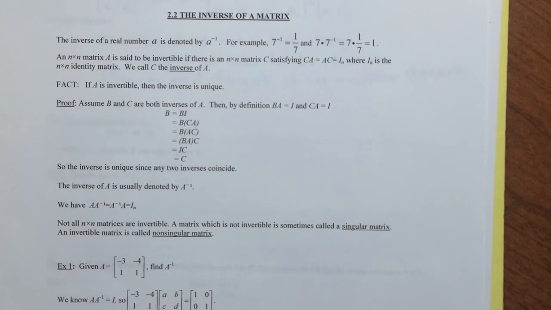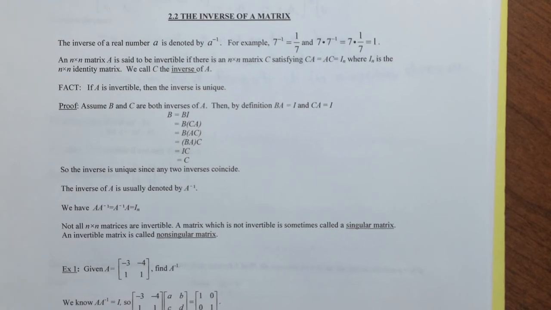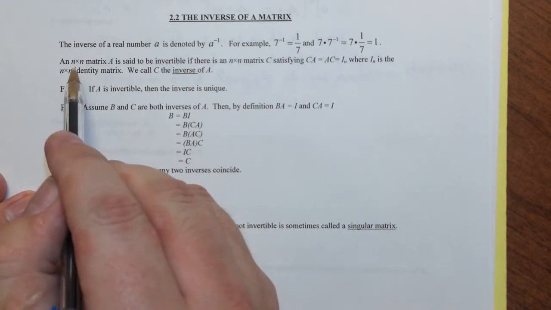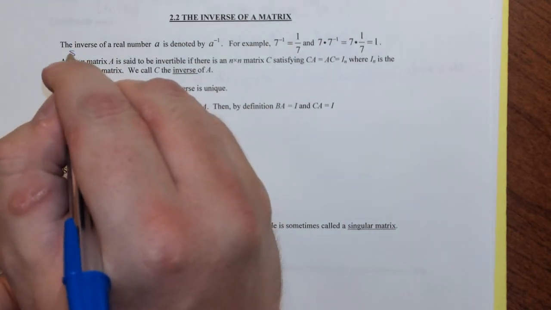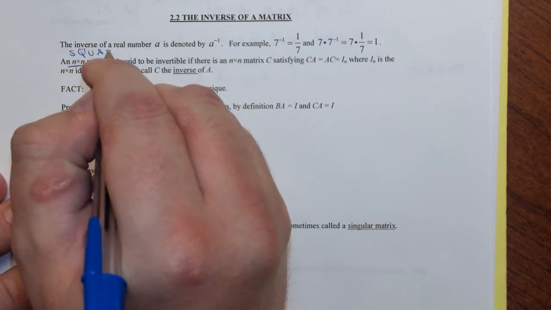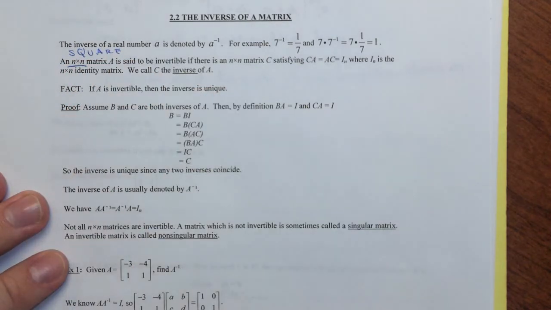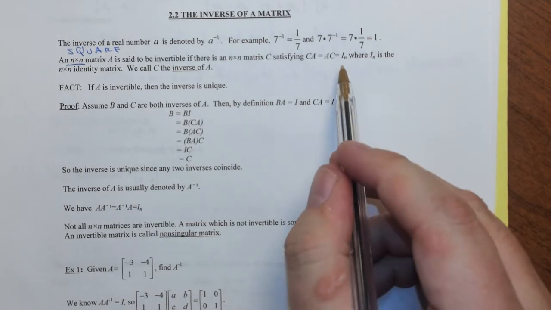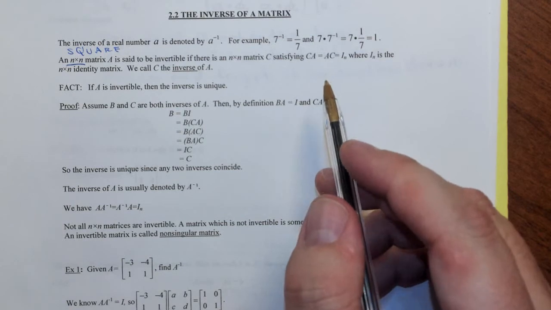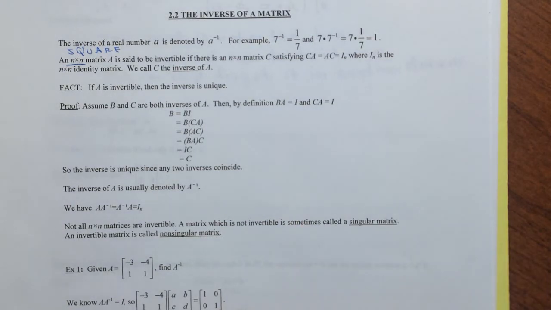We want to have something similar for a matrix. And some matrices will have an inverse, some will not. So I start off with an n by n matrix A. Very important, only square matrices can have an inverse. A square matrix is said to be invertible if there is another n by n matrix C satisfying that CA is equal to AC is equal to I_n. I_n, the identity matrix, is the multiplicative identity for matrix multiplication.